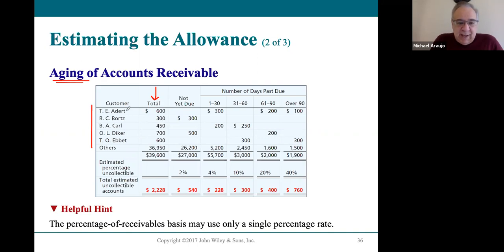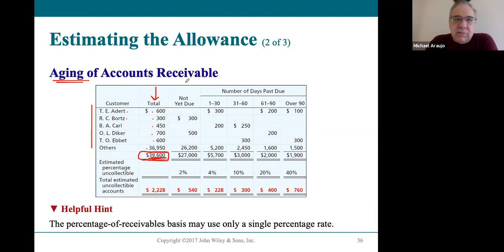Okay. So this guy, A Dirt, owes them a total of $600, right? $600 of a total receivable of $39,600. Bortz owes them $300, right? $300 of the total amount. Carl owes them $450. Diker owes them $700. Ebert $600, and all the others would be listed, would equal the rest. This is the total amount of receivables this company has. Okay. So you know how accounts receivable works.